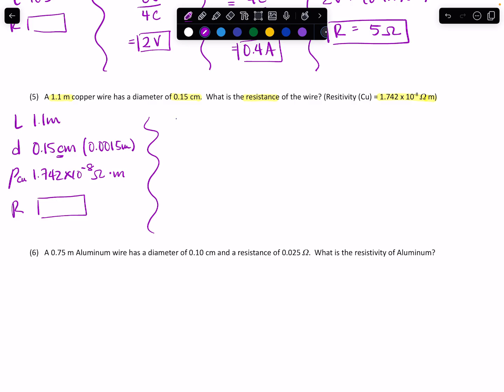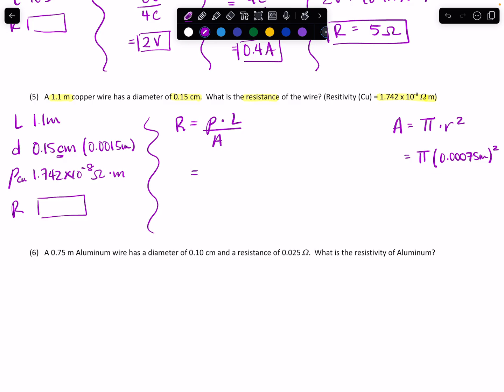So for my formula, resistance is the resistivity times the length divided by the area of my wire. Now, the area, remember, this is a circle, so the area is going to be pi r squared. So in this case, pi times r. I have a diameter of 0.15, so the radius is going to be half of that, so 0.00075 meters squared. That's going to go in for my area.